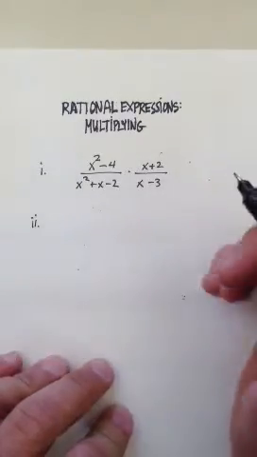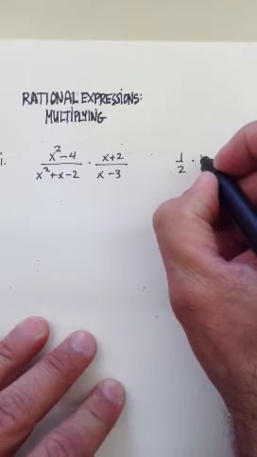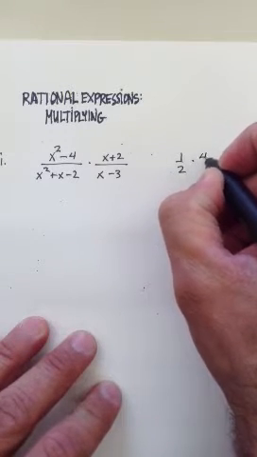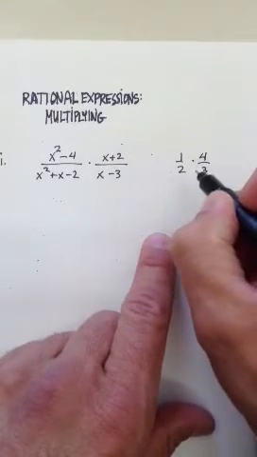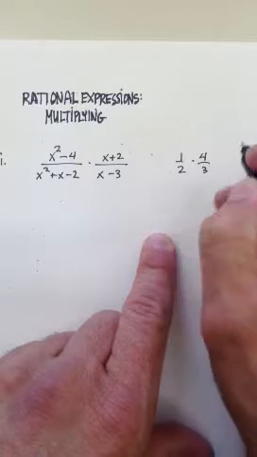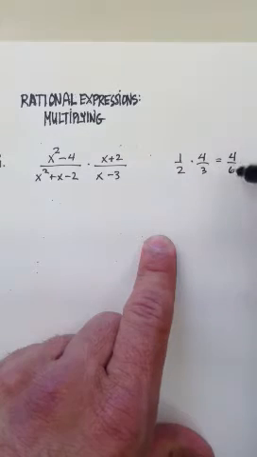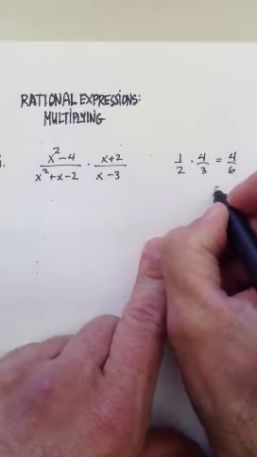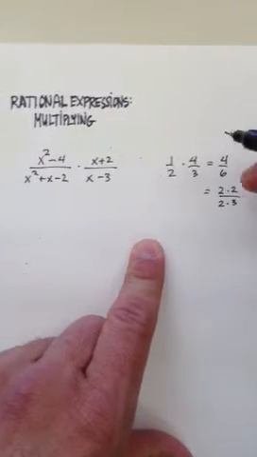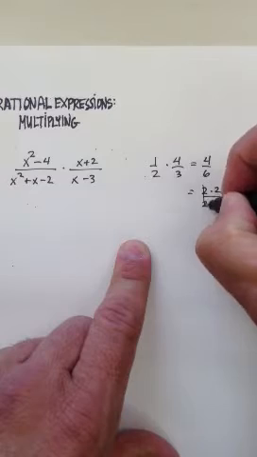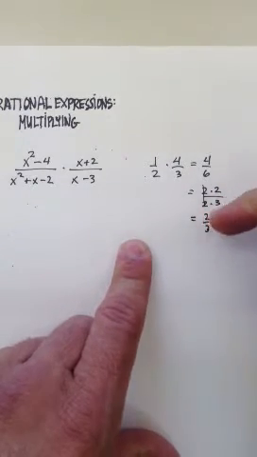And just like you would multiply two fractions, let's say 1/2 times 4/3, you can multiply the numerators, multiply the denominators, and you'd end up with 4/6. Then you could factor this, 2 times 2 over 2 times 3, and take out any of the ones that you see, and you're left with an answer of 2/3 in simplified form.